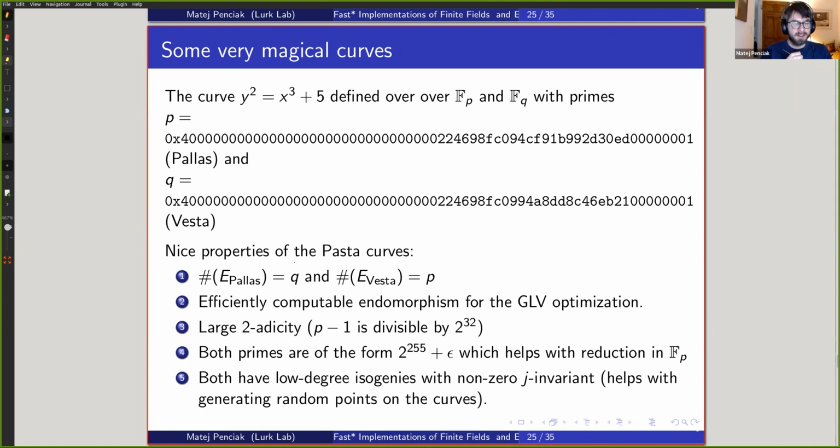they're also very hard to find. And so it's kind of a magical property that these two curves have this weird cycle property.